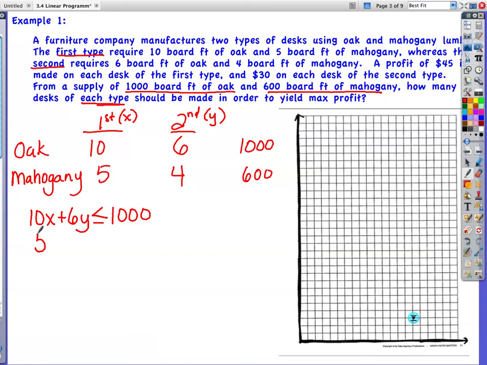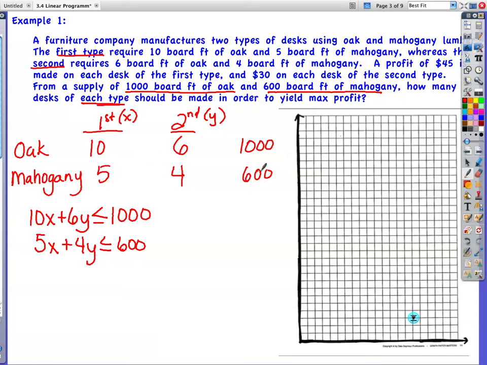Mahogany, 5x plus 4y is less than or equal to, in this case, 600. Now, if we set our tables up like this, they actually could be the other way. I don't want to get too much into that. What if you put oak and mahogany up here and first and second over here? Well, then your numbers would be down here, but the idea is still the same. 10x plus 6y is less than or equal to 1,000. 5x plus 4y is less than or equal to 600.